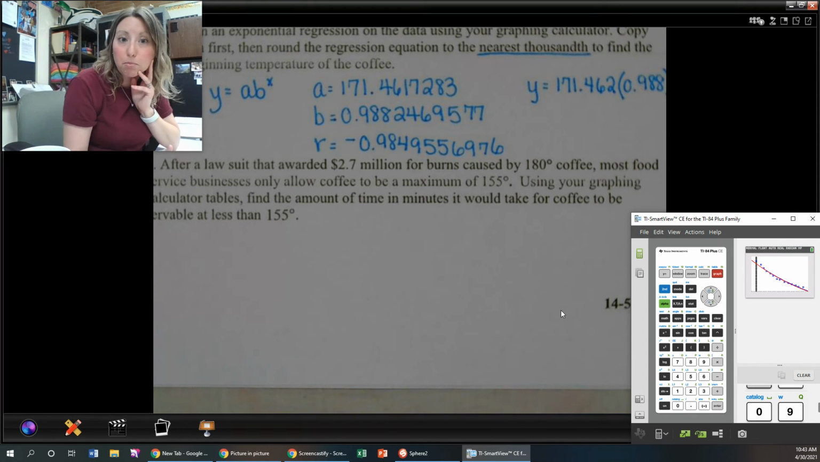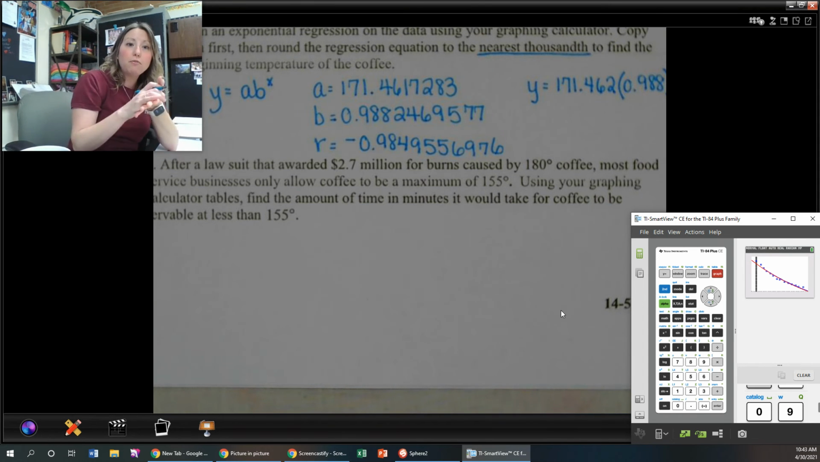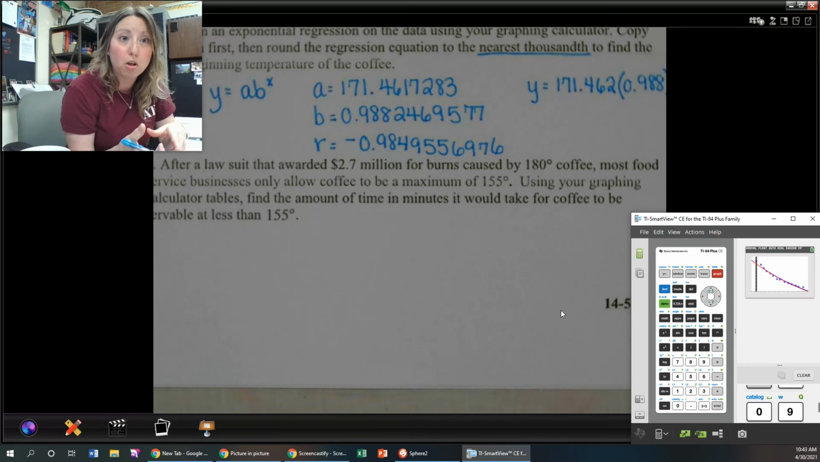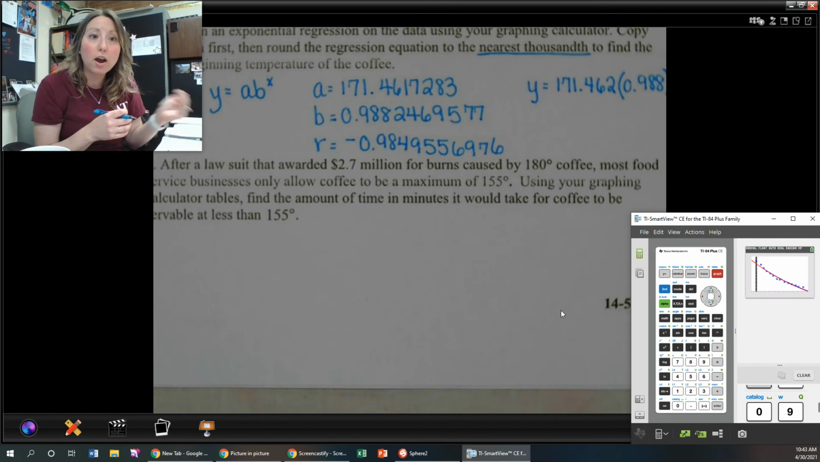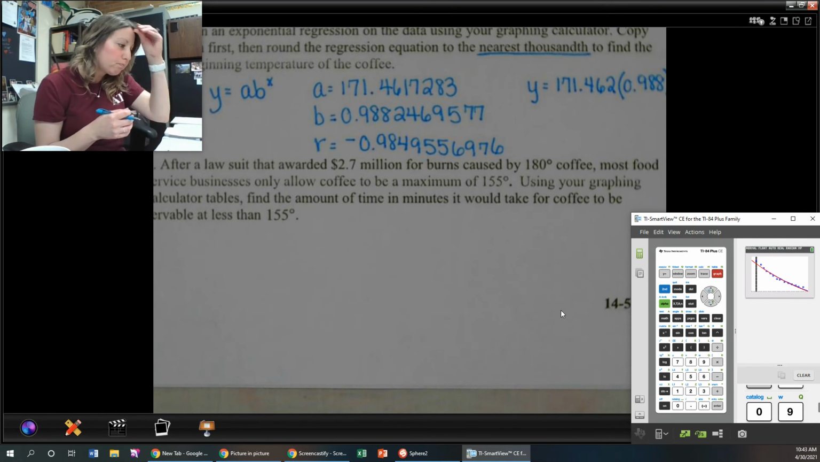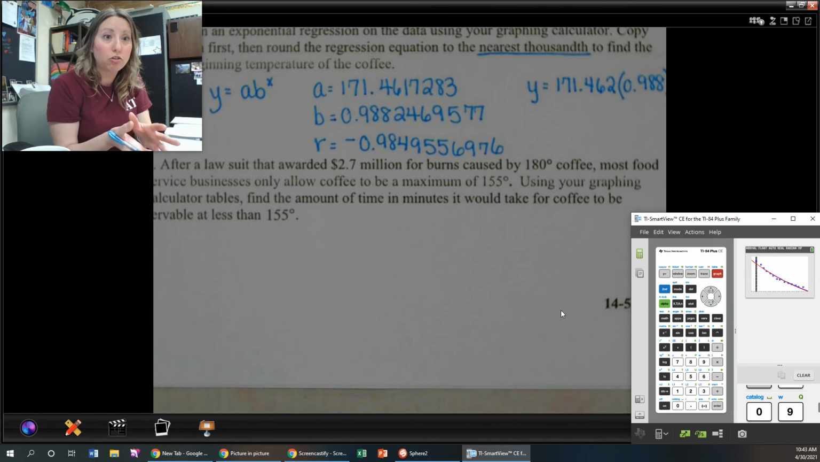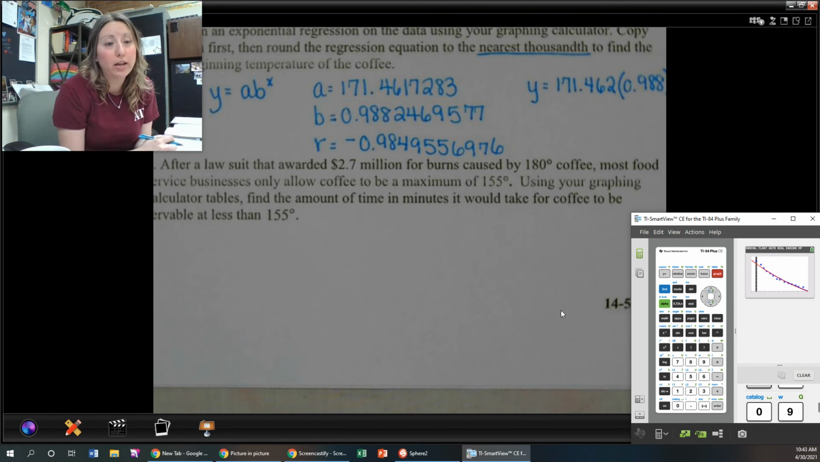So now most food service businesses, because of this, only allow coffee to be 155 degrees when they actually give it to a customer. So using our graphing calculator tables, and we're going to use both tables, so this is why I put both equations into my graphing calculator, we're going to find the amount of time in minutes it would take for that coffee to be servable. So let's say I'm a worker at McDonald's. I brew a fresh cup of coffee and someone comes through my drive-through line and asks for coffee. I've just brewed this fresh batch. How long do I have to wait to serve it to someone who orders it?